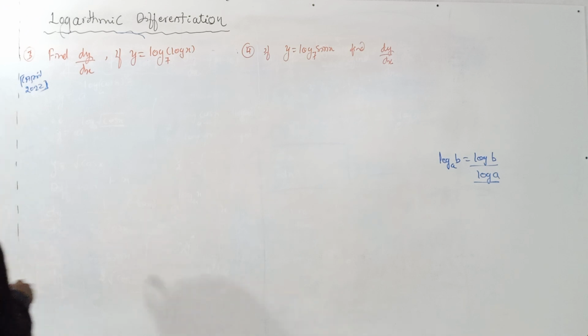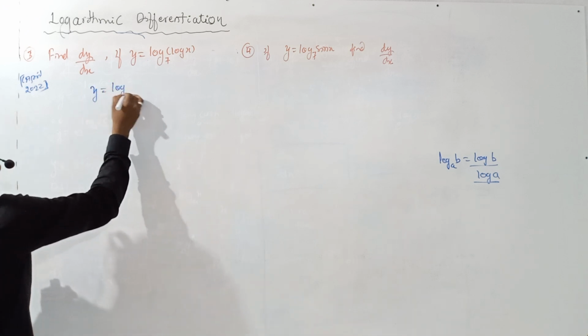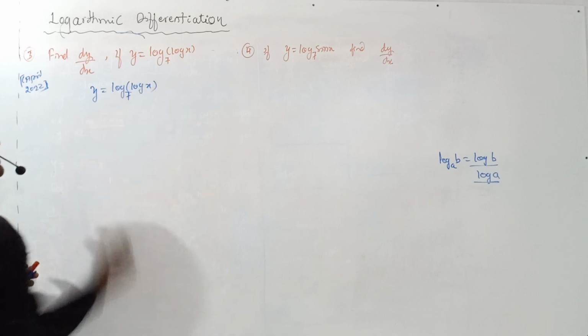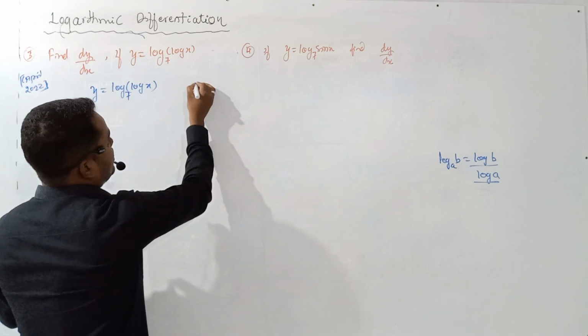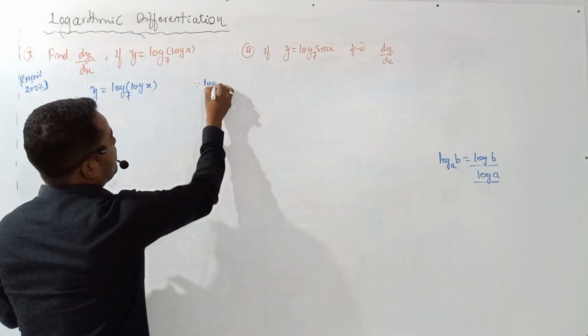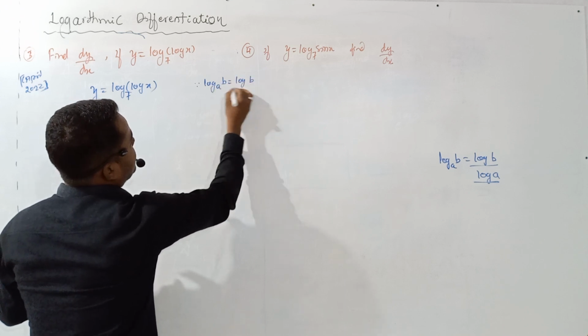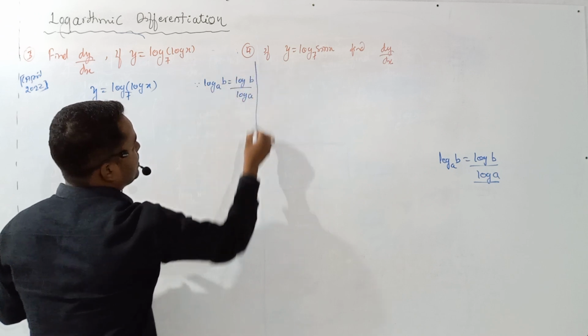Write the given function first as it is: y is equal to log of log x to the base 7. For this one, we are applying the property that log of b to the base a is nothing but log b divided by log a. This property we are applying for this problem.